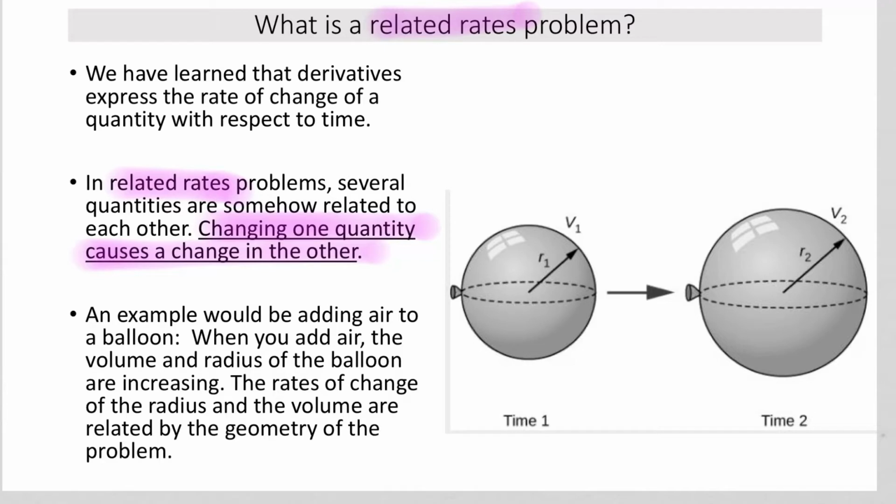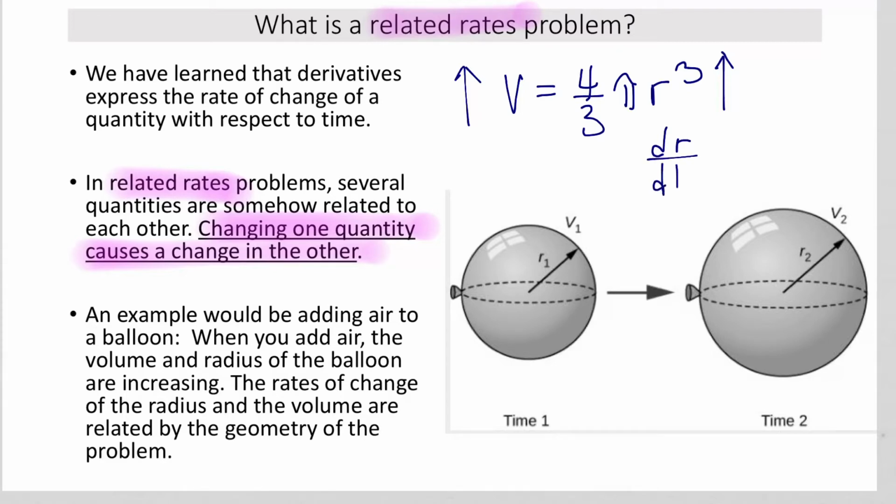The rates of change of the radius and the volume are related by the geometry of the problem. So we know our equation for the volume of a sphere is 4/3 pi r cubed. So you can see if the radius increases, the volume will also increase. So we're going to learn how to calculate these two rates, the change in the radius with respect to time and the change in the volume with respect to time, and to compare those two rates of change.